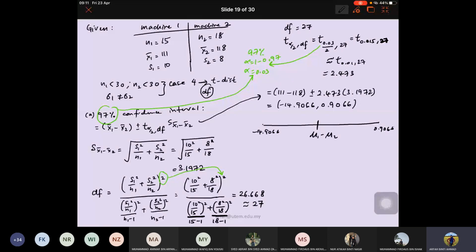Hypothesis testing. So soalan B dia kata using the 1% significant level, can you conclude that the mean number per day by the first machine is lower than the second machine? That one is hypothesis testing. So salin dulu siapa yang tengah membuat.